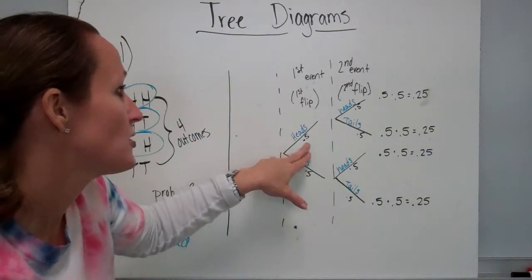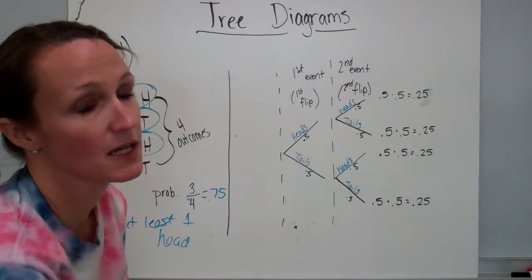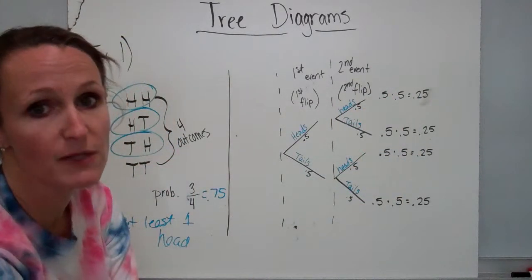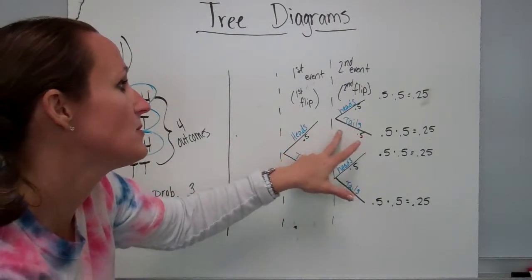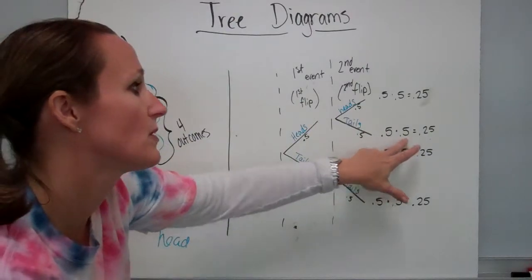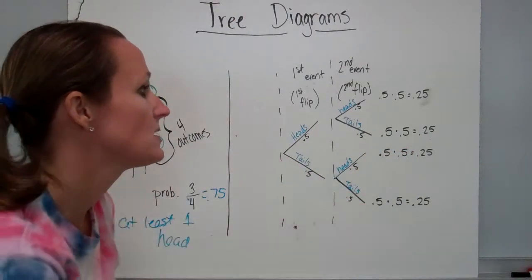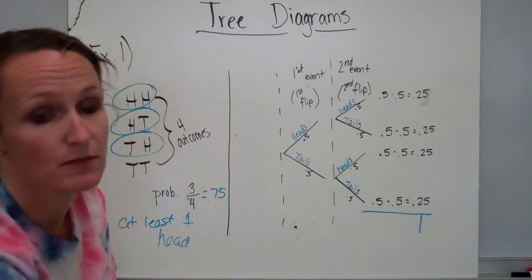So first event, chance of getting heads is 0.5. The chance of getting heads on the second one is also 0.5. So we multiply them and find that our probability of getting 2 heads is 0.25. We're going to have the same probability of getting heads and tails, of getting tails and heads, and then of getting tails and tails. When you add it all up, you should find that your probability adds to equal 1.